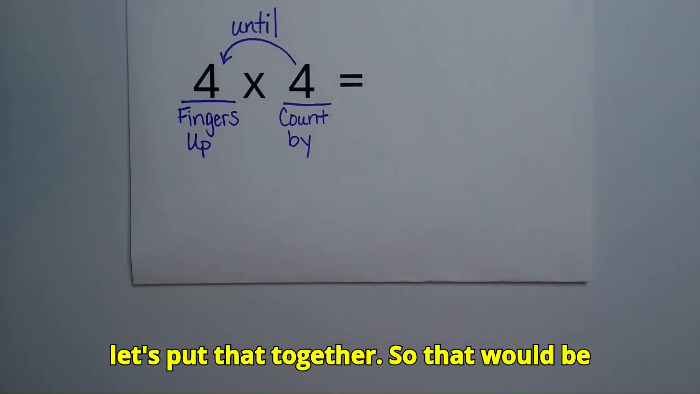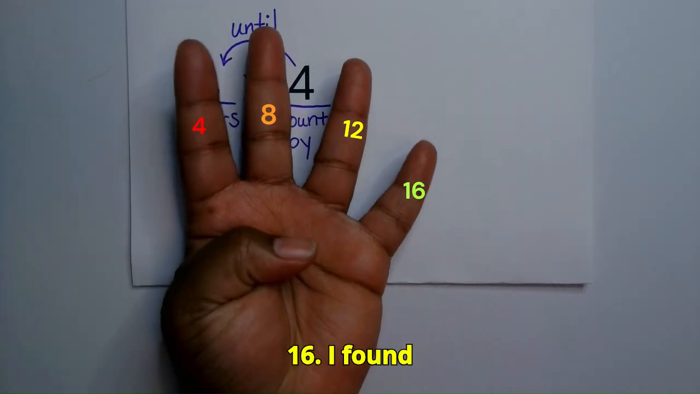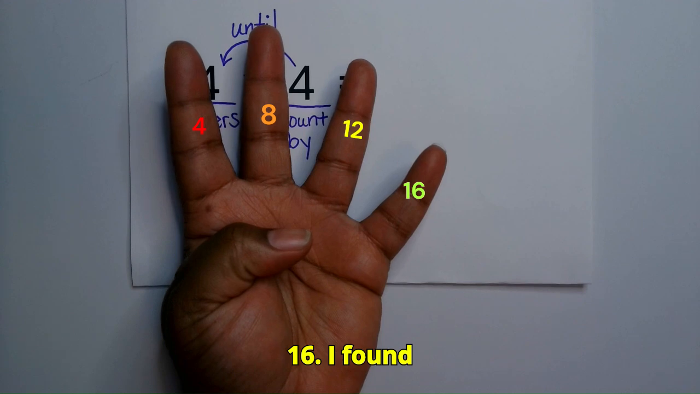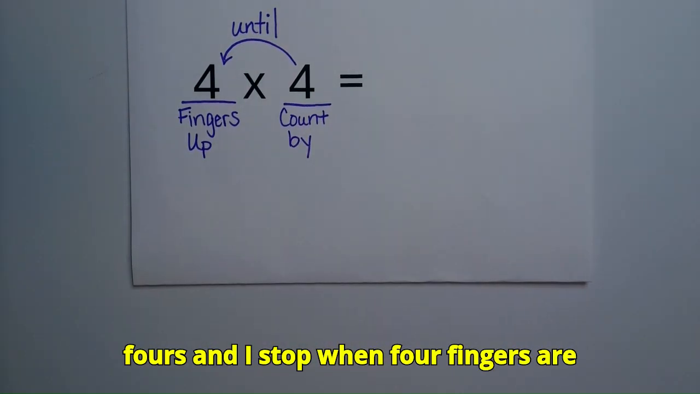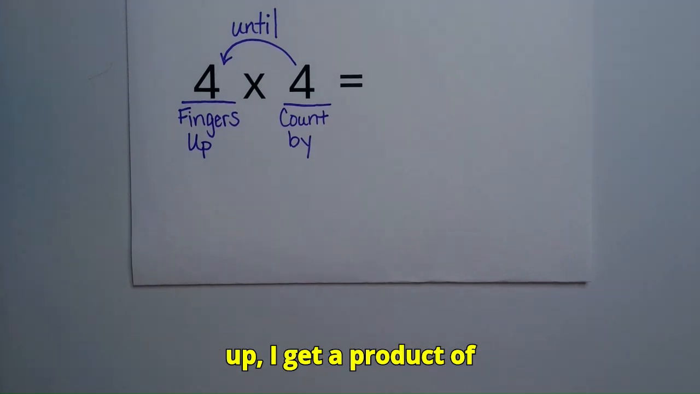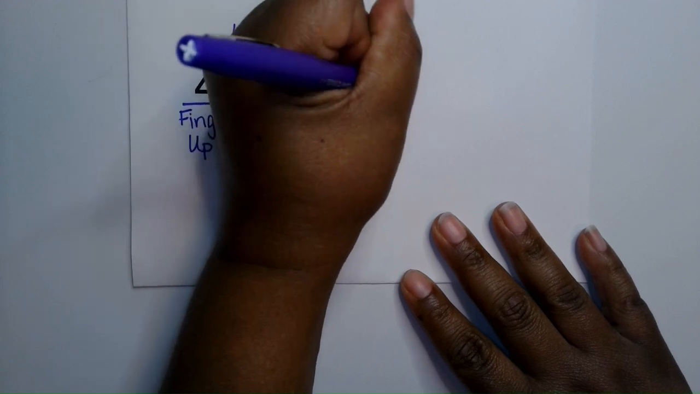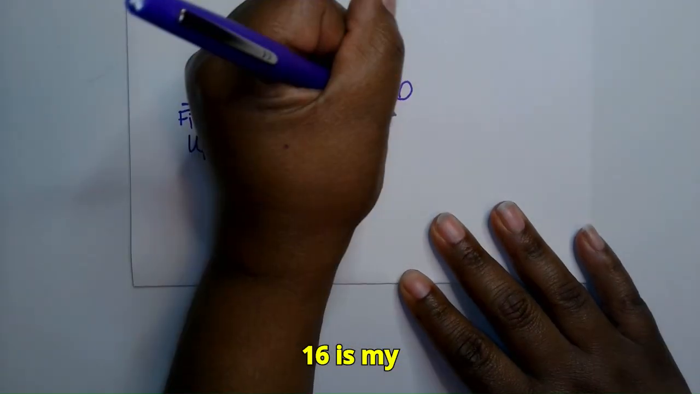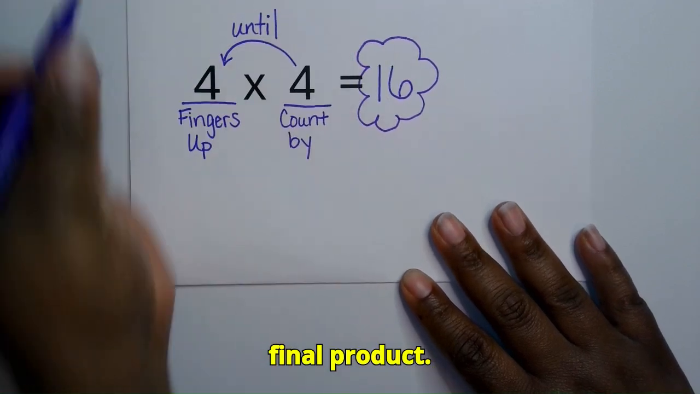So let's put that together. So that would be 4, 8, 12, 16. I found my first product. When I count by 4s and I stop when 4 fingers are up, I get a product of 16. 16 is my final product.